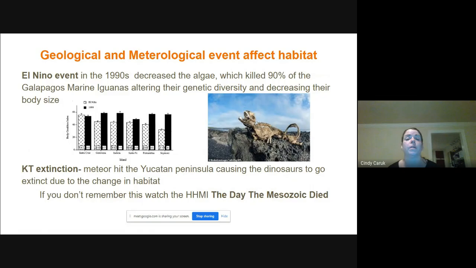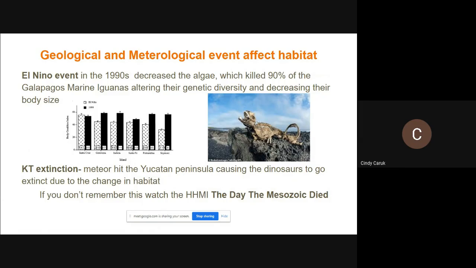And then the KT extinction, that's the meteor that hits the Yucatan Peninsula. And that caused the dinosaurs to go extinct due to the change in the habitat, right? It got colder, less sunlight was getting to the earth, less photosynthesis. That opened up for us ecological niches, so mammals could fill those in and start to diverge and become different species.